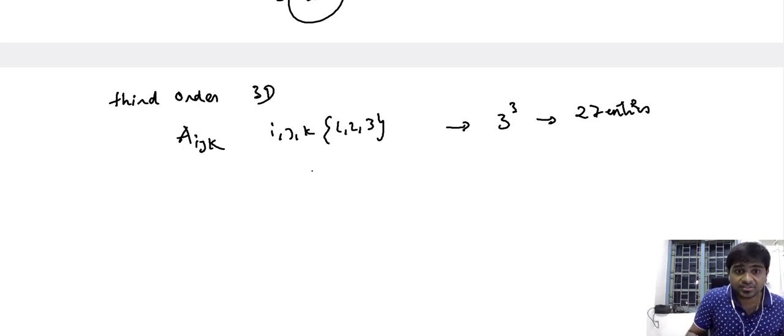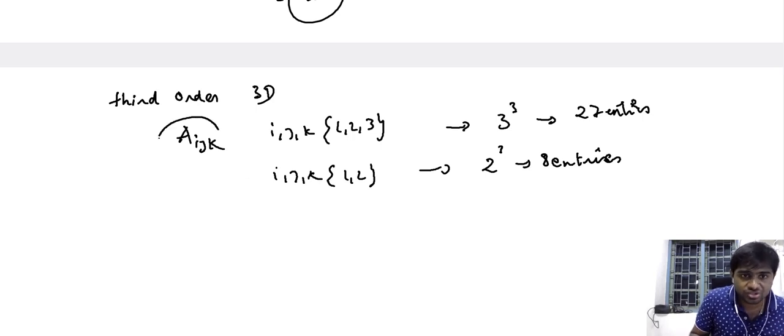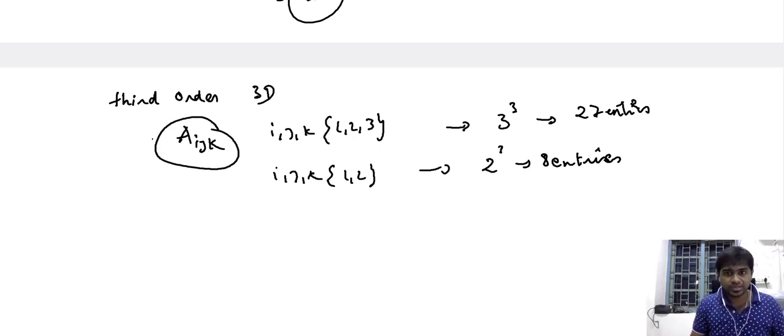Now if we restrict ourselves to 2 dimension, i, j and k will assume a value between 1 and 2 only, so it will be 2 to the power of 3, ultimately 8 entries required to provide a generalized description of the third order tensor. Again, when you consider a third order tensor and want to write it in the form of a matrix, we need a 3-dimensional matrix to represent it. There are other ways to bypass this that we will look into in the next lecture.